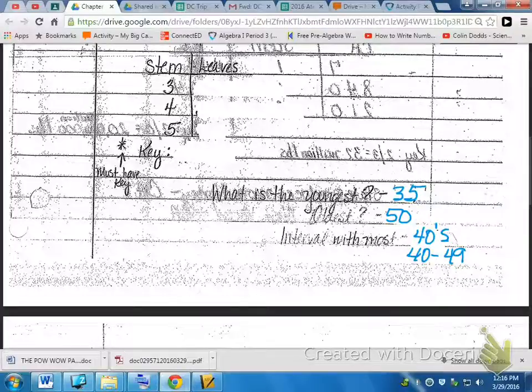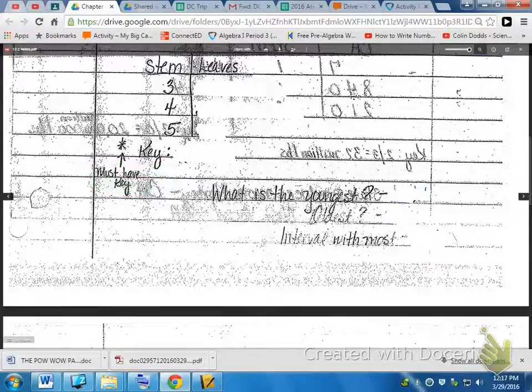And notice how this is written over here. This is a really important part. You must have that key. You write the word key, and then you use one of the numbers from the list and show what it equals. Okay, questions about that? You're going to have to answer questions based on what the stem and leaf plot looks like as well. All right, let's try another one that has a little bit of a different problem.